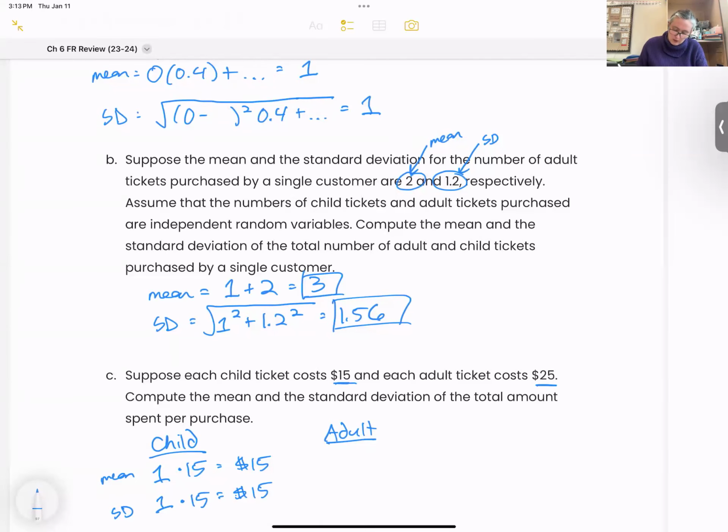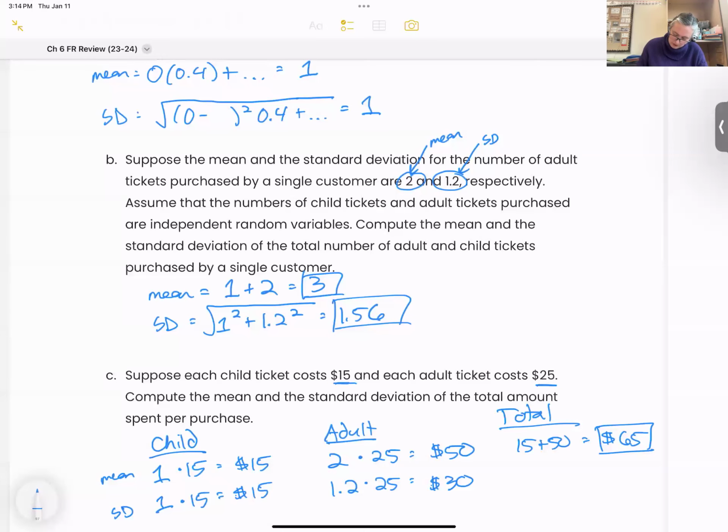That's $15. Okay, adult. The mean was 3. No, it wasn't. It was 2 times $25, so $50. And the standard deviation was 1.2 times $25. That's $30. Okay, so now I can combine those together. Means are intuitive, so total, I can just add them together. 15 plus 50, or $65 for your mean.